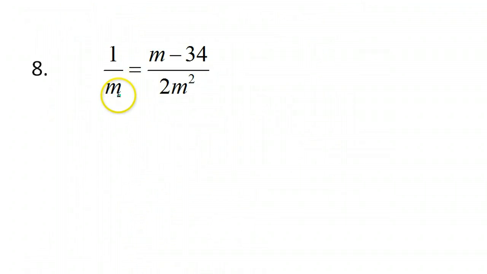Alright, first let's state the restrictions. From the denominator here on the left, I see that m cannot equal 0. And you know what? It'll be the same restriction here on the right. Alright, 2m squared. M cannot equal 0 from that either.